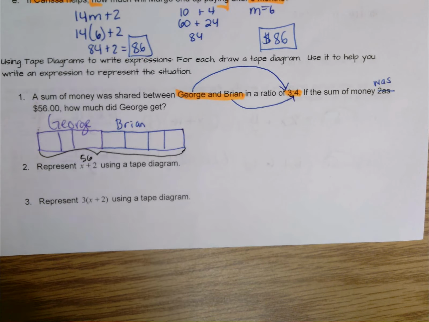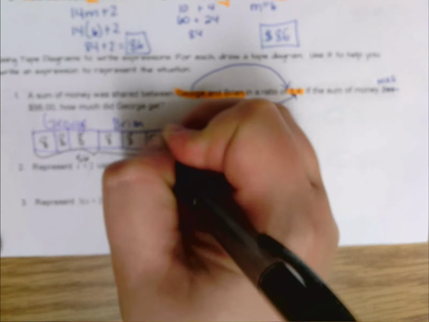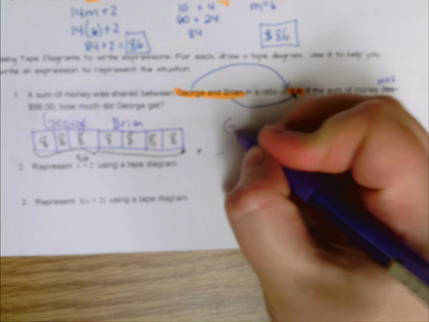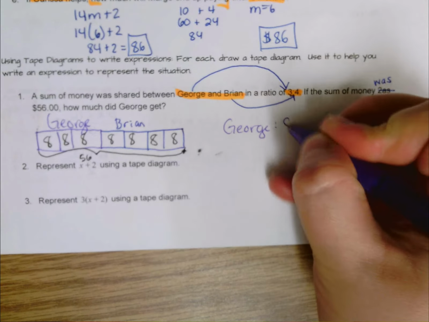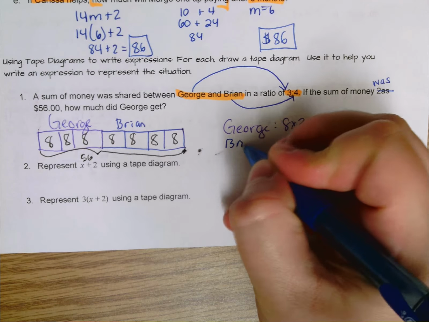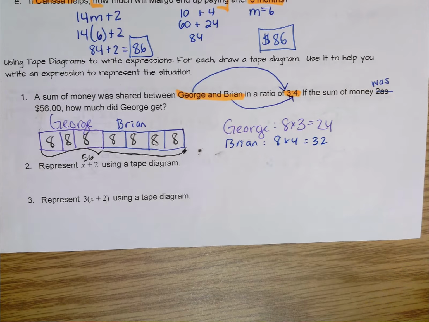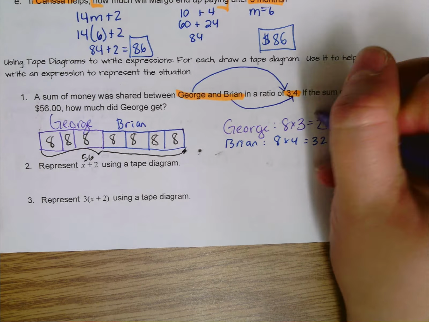I can answer this question in a couple ways. I could use the tape diagram to answer. Probably the easiest way. So 56 split into 7 groups is 8 per group. So each of these boxes represents $8. What that tells me is that George gets 8 times 3 or $24. And Brian gets 8 times 4 or $32. So we know that the answer is 24. That's how much money George gets.